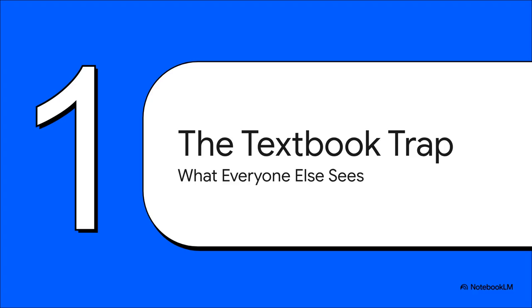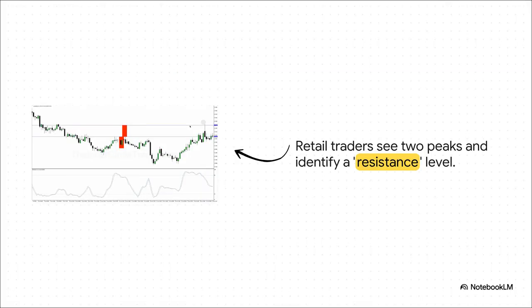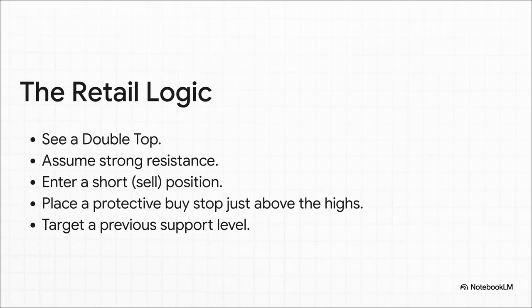So let's talk about the textbook trap, what pretty much everyone else is trained to see when they look at a double top. So you're looking at a chart and you see this. Two clear peaks right at the same level. Now, for the average retail trader, this is an immediate, almost automatic signal. They look at that and they think one thing: resistance, a brick wall, a price ceiling that the market just can't seem to break. And the logic that follows is totally predictable, right?